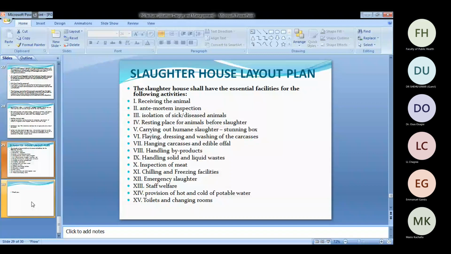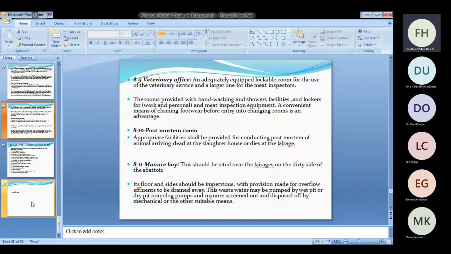Okay. Remember, we have where we call the manure pit. They are supposed to channel all this waste from the lairage or slaughterhouse to the area for processing and adequate treatment, including recycling. Some of these wastes can still be used in other forms.